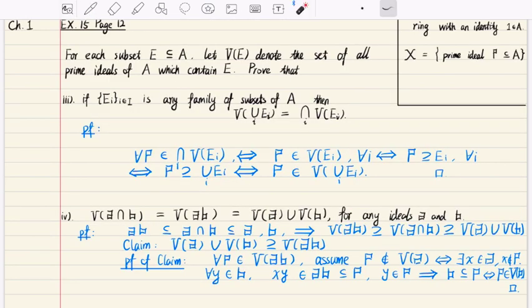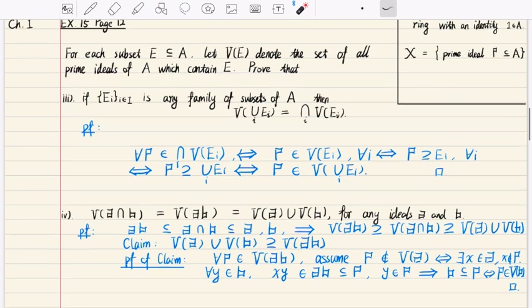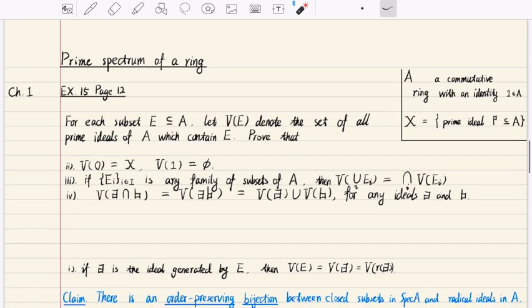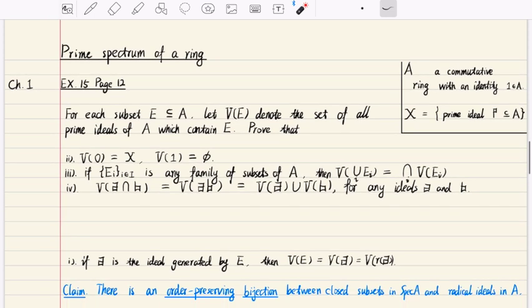We want to look back at the four questions of this exercise. Let's see the meaning of the last three questions. The second question means that the collection of all this kind of V set includes the whole space X and also the empty set.